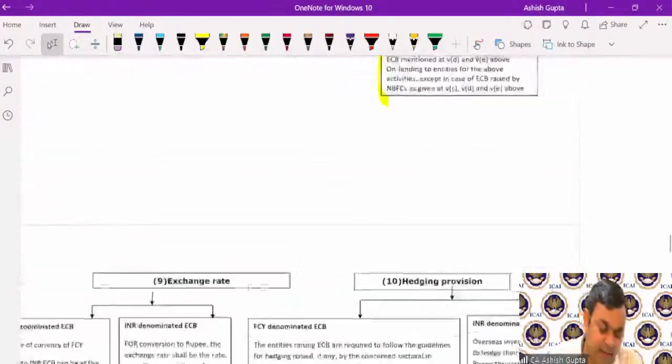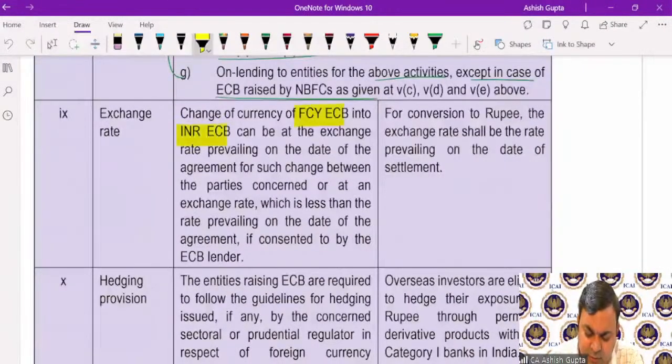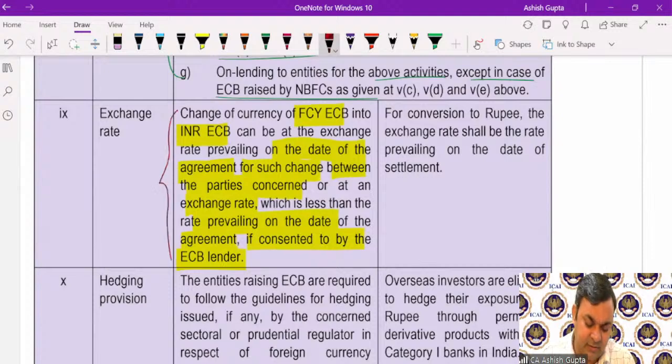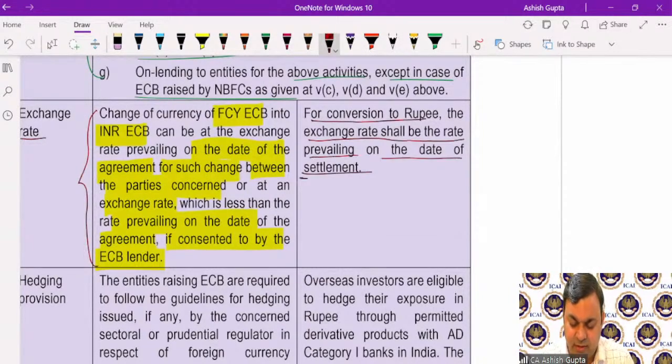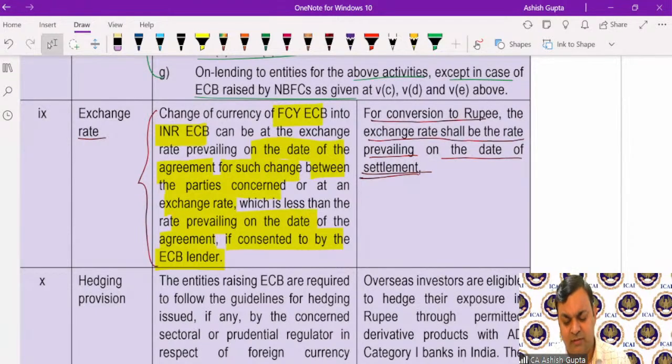Okay. Now the next parameter is exchange rate. Change of currency of FCY ECB into INR ECB can be at the exchange rate prevailing on the date of agreement for such change between the parties concerned, or at an exchange rate which is less than the rate prevailing on the date of agreement if consented to by the ECB lender, right? So that is the adjustment for exchange rate. For conversion to rupee, the exchange rate shall be the rate prevailing on the date of settlement, right? So these are the points. The exchange rate is the rate prevailing on the date of agreement for such change between the parties concerned, or the exchange rate whichever is less.